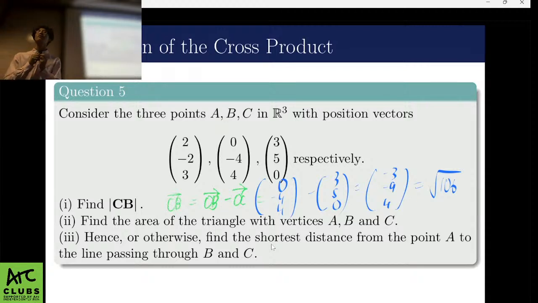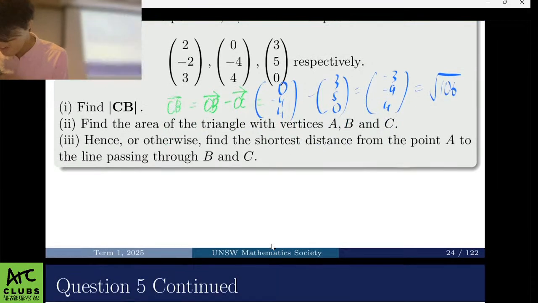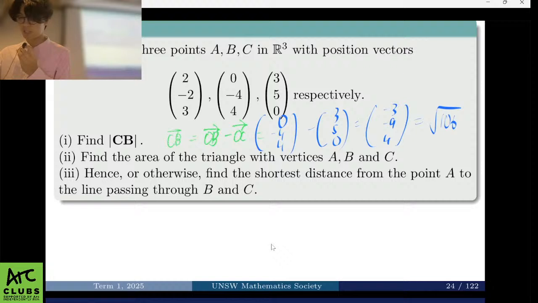Alright, now to approach the second part, which is a little bit more difficult than the first one. We're going to find the area of the triangle with vertices A, B, and C. Now, how do we actually approach this? I probably didn't teach you guys the cross product for no good reason. So yeah, we want to use it. And so how do we actually use the cross product in this case?